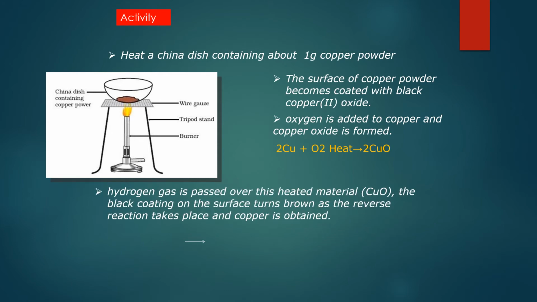Hydrogen gas is passed over this heated CuO. Then the black coat on the surface turns brown as the reverse reaction takes place and copper is obtained. This is what we saw. CuO plus H2 plus heat gets converted to Cu plus H2O. CuO gets reduced to Cu and H2 gets oxidized to H2O. So this is what is called as a redox reaction, where there is reduction and oxidation taking place simultaneously in the reaction.